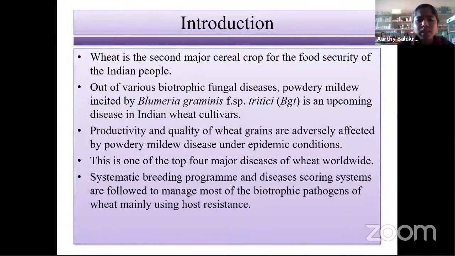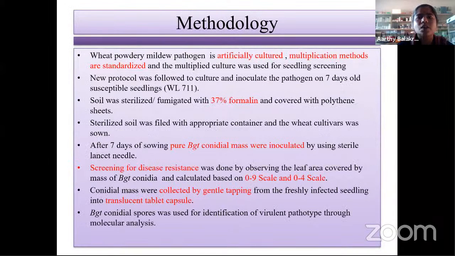to the different isogenic seed lines of wheat cultivars. After 7 days of sowing, the conidial spores of BGT were inoculated using sterile lancet needles. For the disease screening, we observe 7 to 10 days after inoculation, scoring on a 0 to 9 scale and a 0 to 4 scale based on the leaf area covered by the mass of powdery mildew conidial spores.